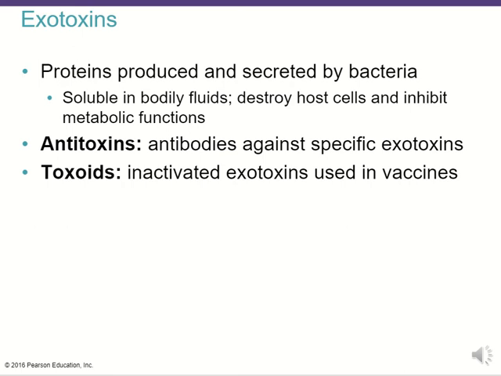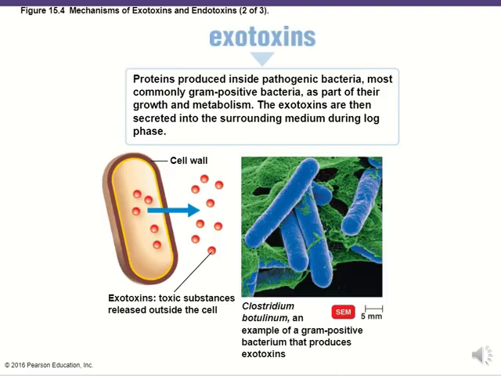Antitoxins are antibodies against specific exotoxins, and toxoids are essentially inactivated exotoxins that are no longer functional, and they can be used in vaccines to train the body to tell when certain toxins are present, and try to find the cause or remove those toxins.